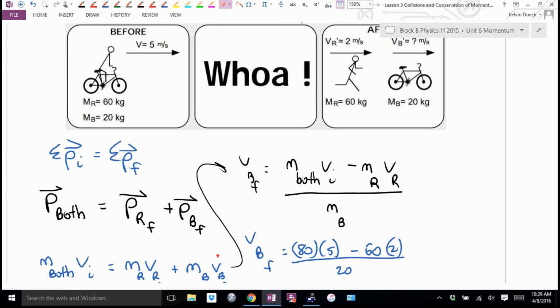You may have experienced this not on a bike, but if you've ever been playing in the water, balancing on an inner tube. If you're at rest, what's your momentum right then?